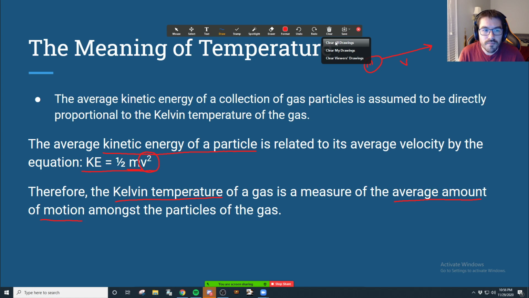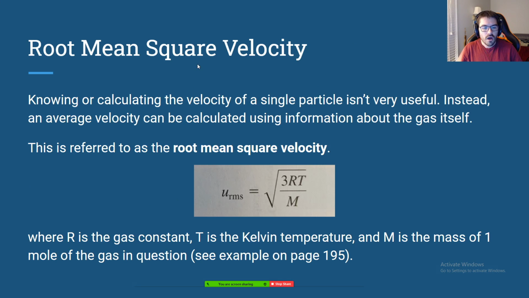So you need to have a good idea of what temperature means. And really, this is what it means: it's an average. It's a measure of the average amount of motion among the particles in that material or in that gas. So how do we quantify this? How do we measure it or get some sort of number? The concept that's used is called a root mean square velocity. I don't know why this is the way they do it. It is what it is. I guess it turns out to be some nice little equation.